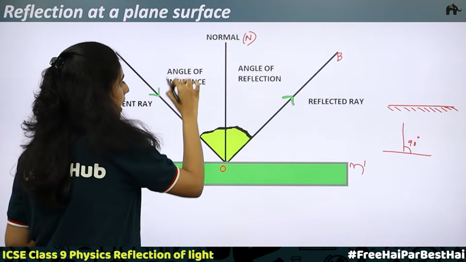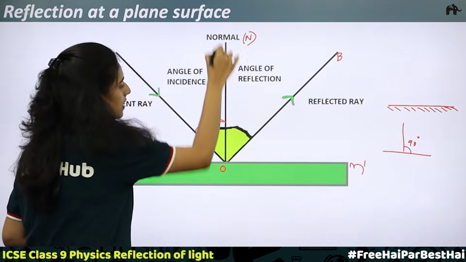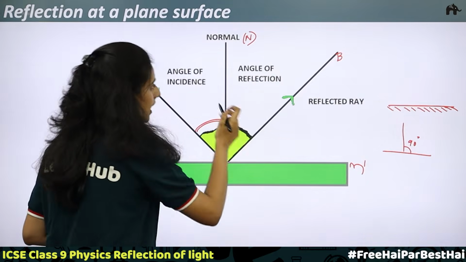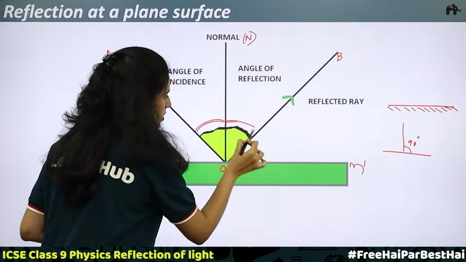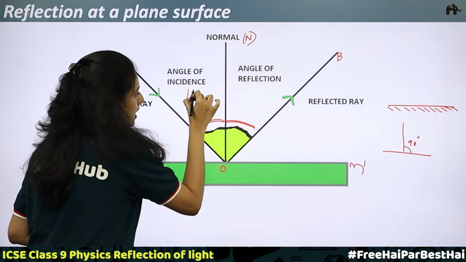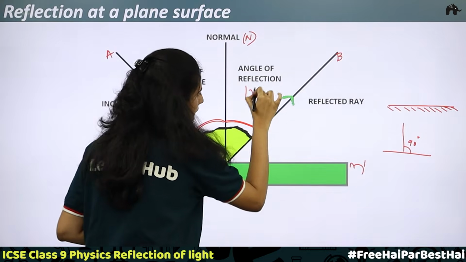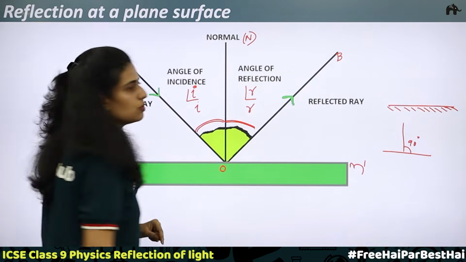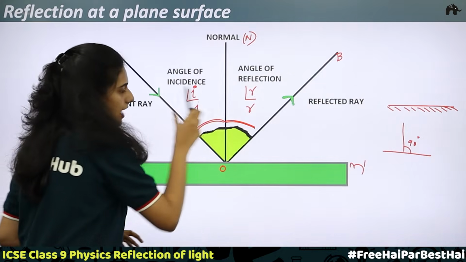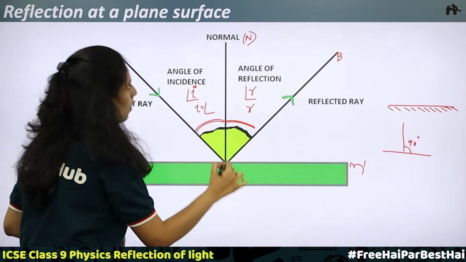Now you can see an angle is formed between the incident ray and the normal. This angle which the incident ray makes with the normal is called the angle of incidence, and the angle made by the reflected ray with the normal is called the angle of reflection. Angle of incidence is represented by angle I, and angle of reflection is represented by angle R. Sometimes just I and R are used to represent the angle of incidence and angle of reflection. Here, this is the angle of incidence, angle AON.